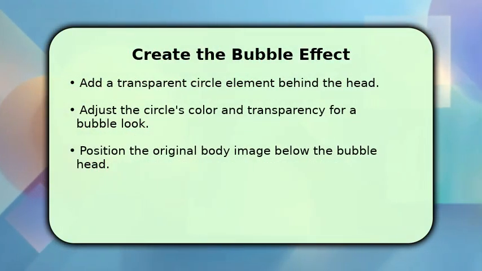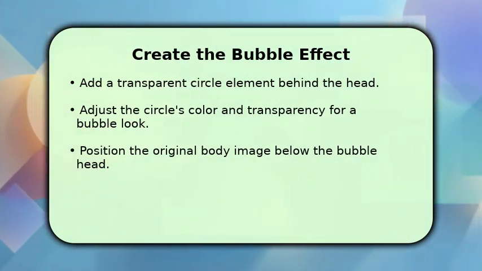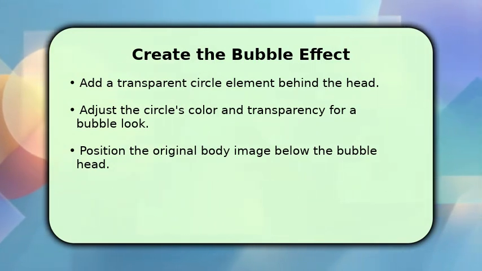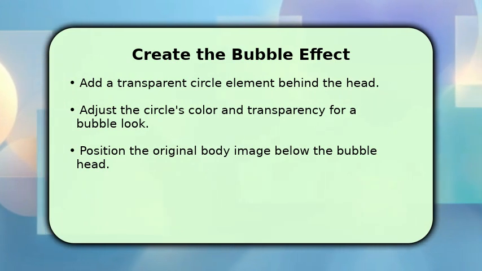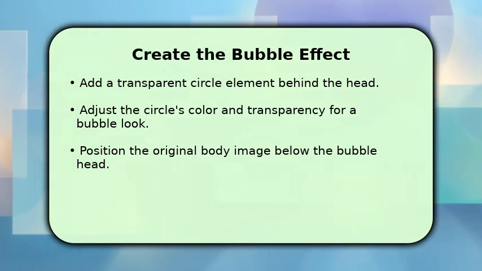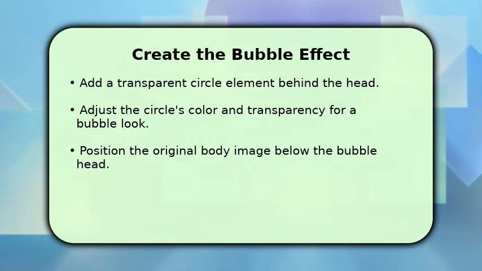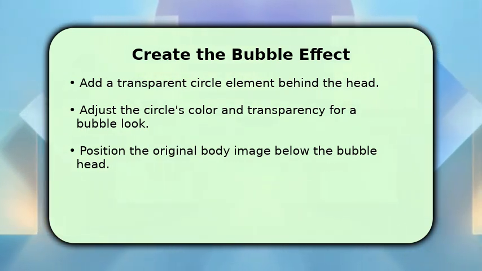To achieve the bubble effect, search for a transparent circle in the Elements section. Place this circle behind your newly framed head. Adjust its color to a light blue or white and set its transparency to about 60% for a realistic bubble appearance. Next, bring back your original body image and position it directly below the bubble head. Ensure the neck aligns naturally with the body.